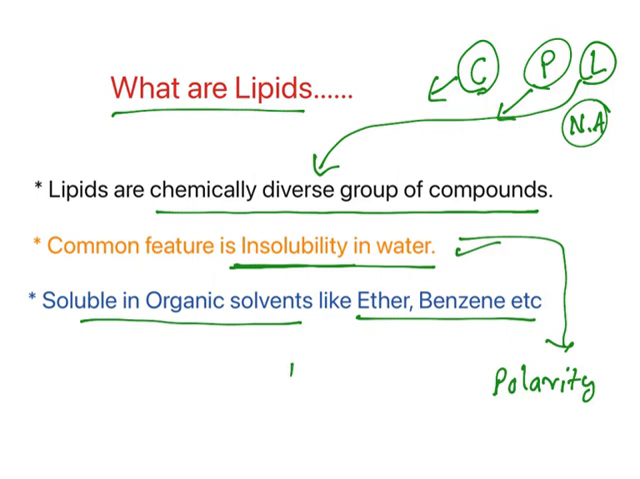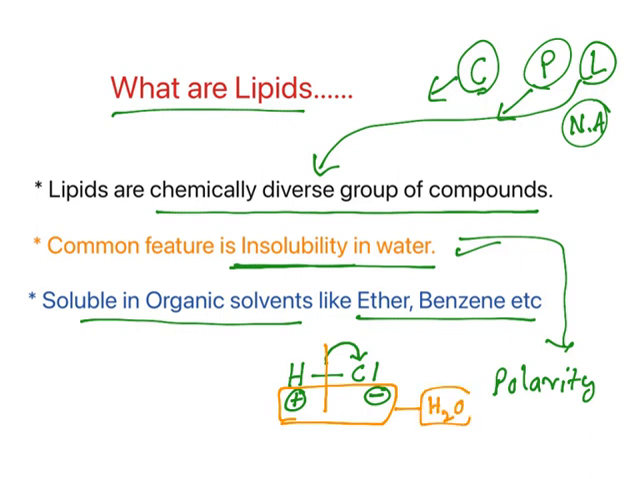Take the example of hydrochloric acid. Chlorine has more electronegativity, so the electrons are pulled towards chlorine. When electrons go towards chlorine, it acquires a negative charge, whereas hydrogen acquires a positive charge. The ability to generate this kind of charge is known as polarity, like poles. So anything which has this kind of polarity will dissolve in water. Whereas all the lipids are insoluble in water.